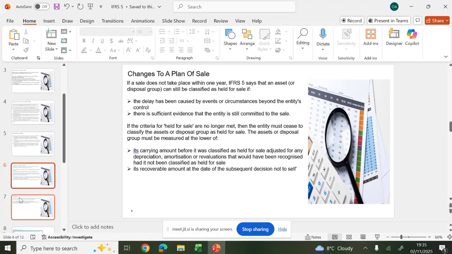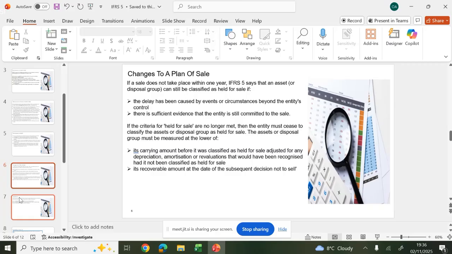That means if the delay is not within our control and there is sufficient evidence that the entity is still committed to sell, taking steps to make sure we want to sell that asset, it can remain held for sale. Except on this condition: if the criteria for held for sale are no longer met, then the entity must cease to classify that asset as held for sale. They will take it back to non-current assets.